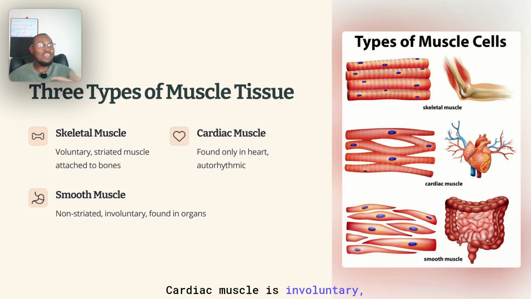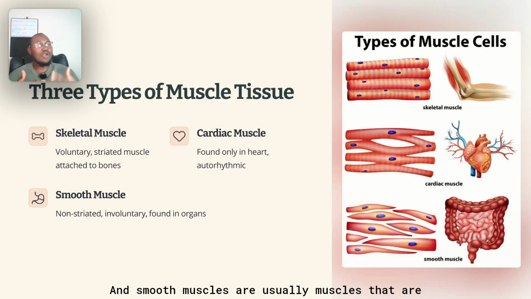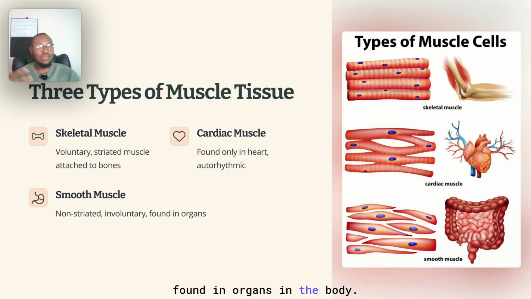Cardiac muscle is involuntary. Right? The heart keeps pumping and pumping. You don't control it. Imagine the heart decides to take a break. Do you understand? The same thing with the smooth muscle. Smooth muscle is also involuntary. All right? And smooth muscles are usually muscles that are found in organs in the body.